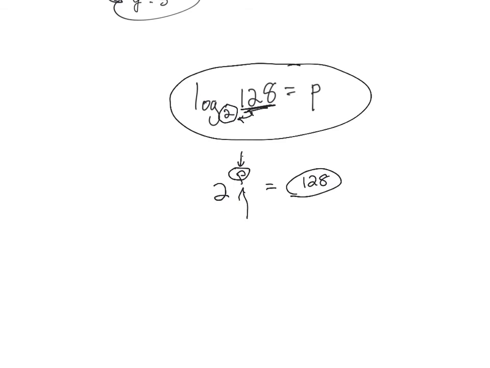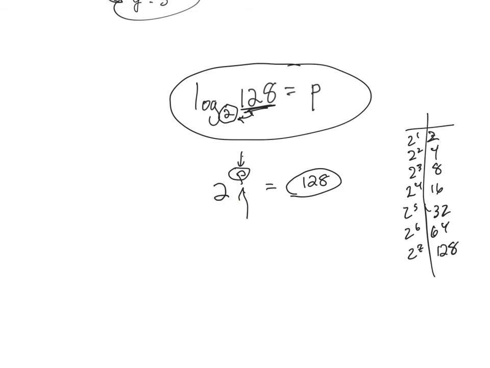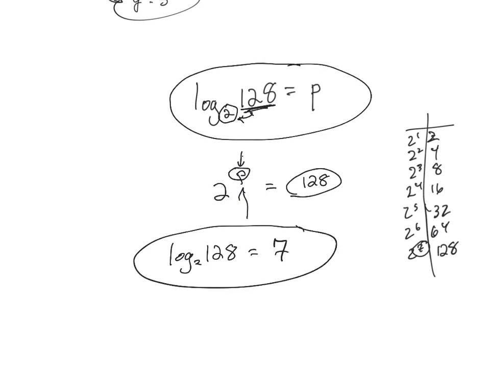Okay, well, let's try it out. 2 to the 1 will give me 2. 2 squared is 4. 2 to the 3 is 8. 2 to the 4 is 16. 2 to the 5 is 32. 2 to the 6 is 64. And 2 to the 7 is 128. The answer is, this p has to equal 7. So log base 2 of 128 is equal to 7. The answer to any log is just the number that the base has to be raised to get that number.